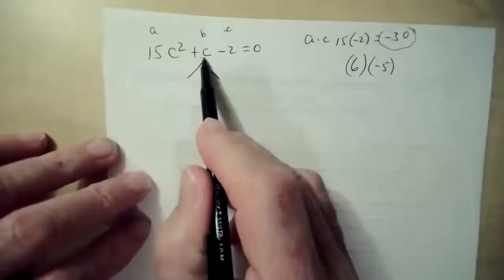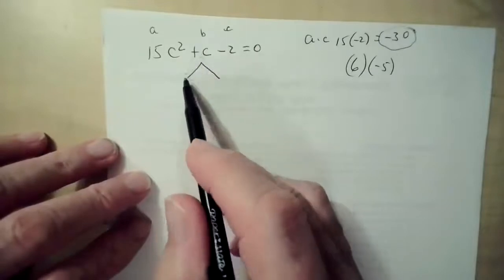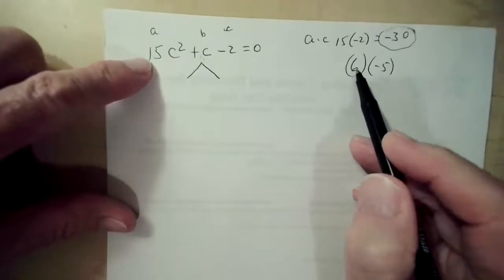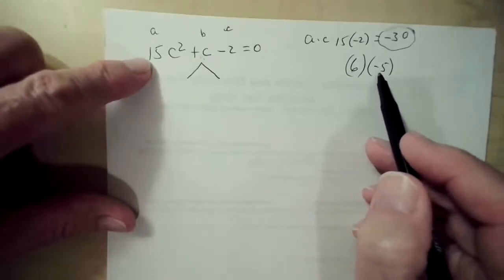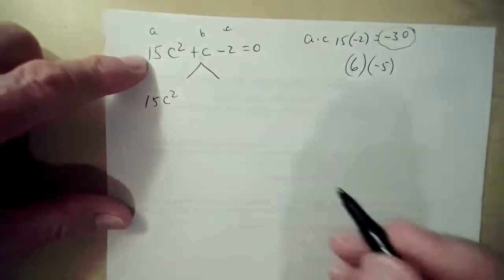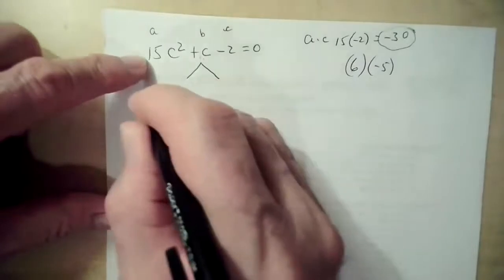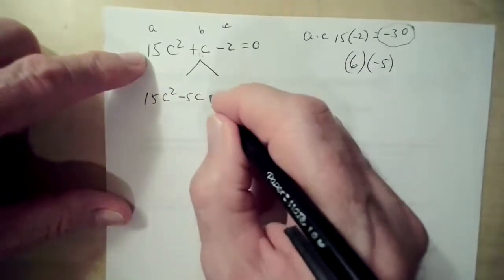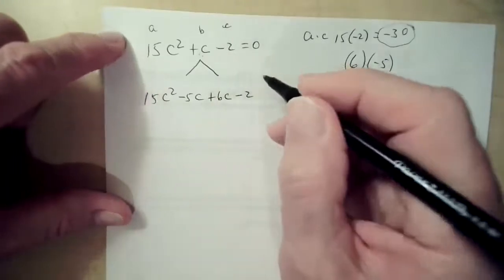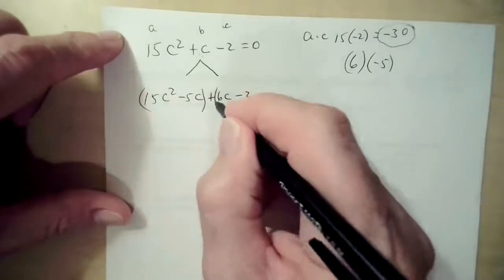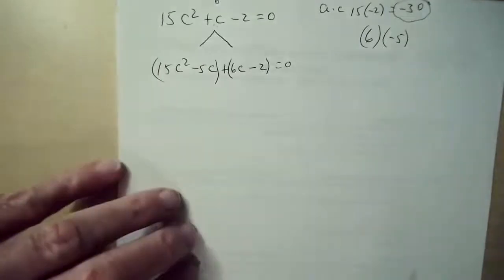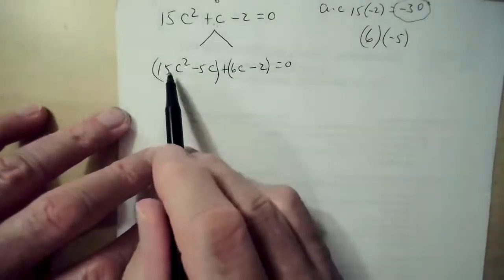Okay, we're going to split the linear term. That's the middle term. It's called the linear term. We're going to split that up into two factors. Now, which one do we want to put next to the 15? We can actually put either one of them, but let's put the negative 5 in there. So we have 15c squared minus 5c plus 6c minus 2. Okay, now we're going to do some grouping here. Equals 0.